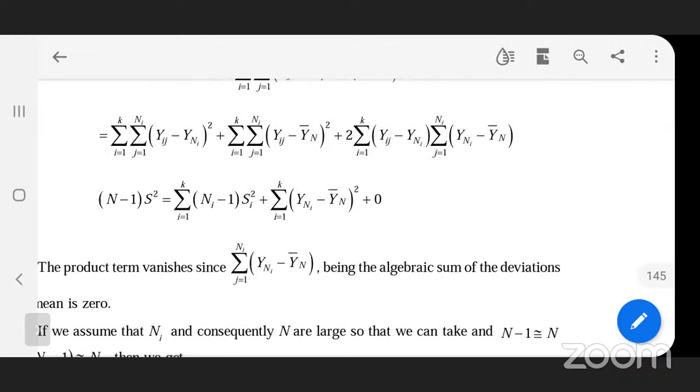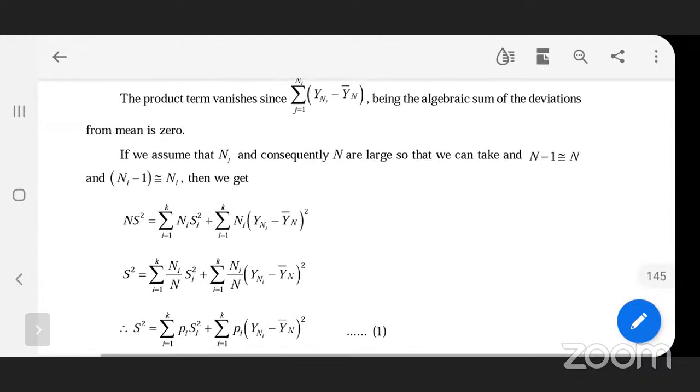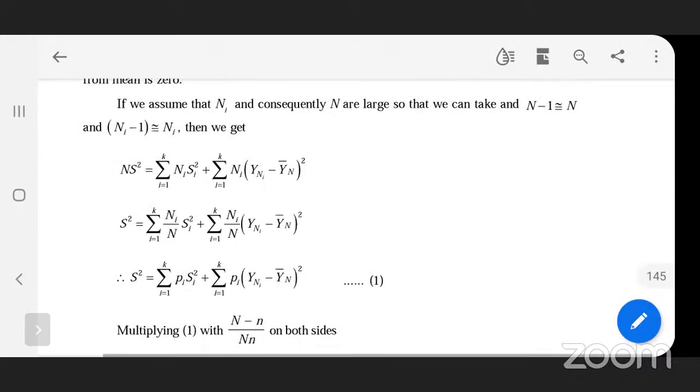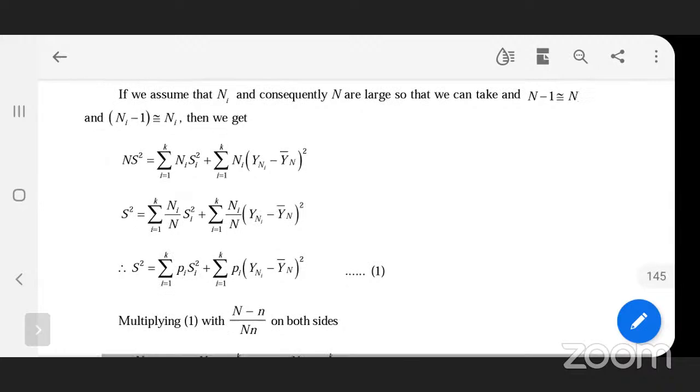So capital N minus 1 into S square equals summation i equal to 1 to k of ni minus 1 into S i whole square plus summation i equal to 1 to k ni times y i bar minus y N bar whole square. Now the product term vanishes, since the summation of y ij minus y i bar, being the algebraic sum of the deviations from the mean, is 0. If we assume that ni and capital N are large, we can take capital N minus 1 equal to N and ni minus 1 equal to ni. Then we get capital N S square equals summation Ni S i square plus summation i equal to 1 to k ni into y i bar minus y N bar whole square.